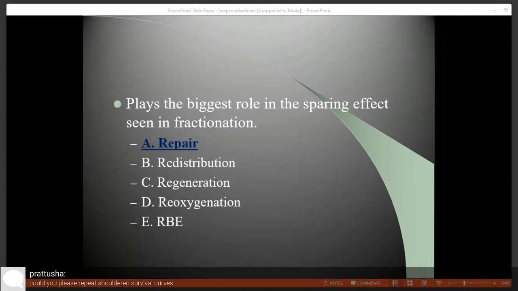Okay, we have our last question here from Kathleen. In the literature, the meaning of N extrapolation number seems confusing to me. Do you think you could clarify that a little bit?